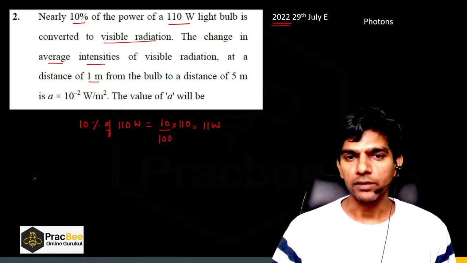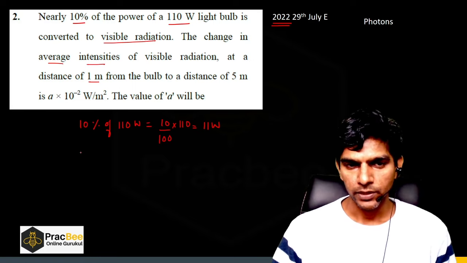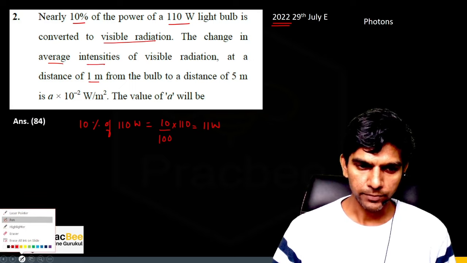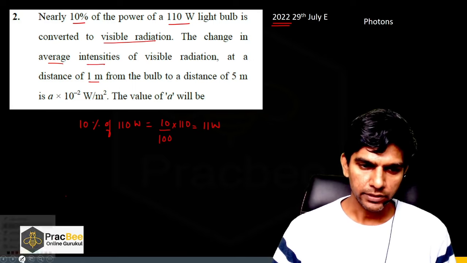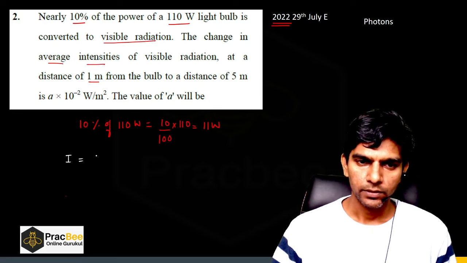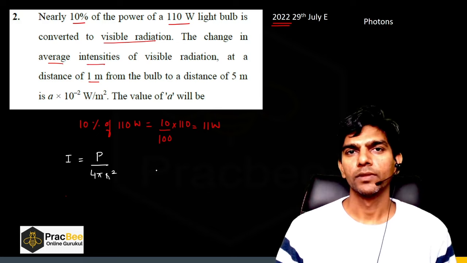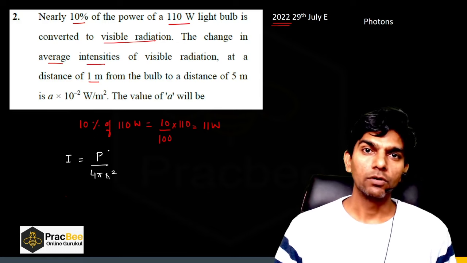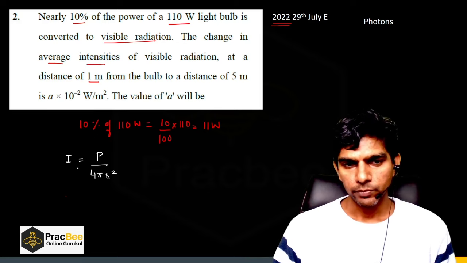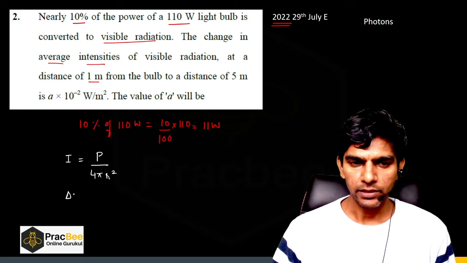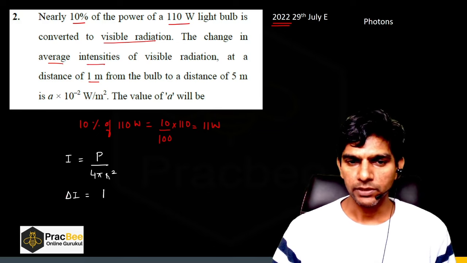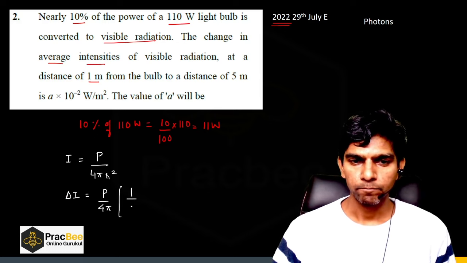Okay, as the distance is being increased, what would happen? The intensity will decrease, because we know that intensity is given by power upon 4 pi r square, for a point source. When given a light bulb, we always treat the light bulb as a point source. So intensity will be P upon 4 pi r square. So the change in intensity will be what? Delta I will be, power will remain same, 4 pi will remain same, so it will be 1 by 1 square minus 1 by 5 square.